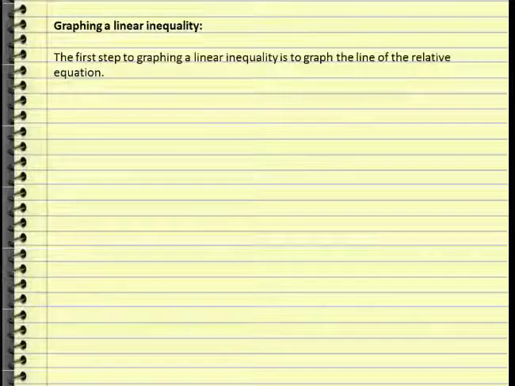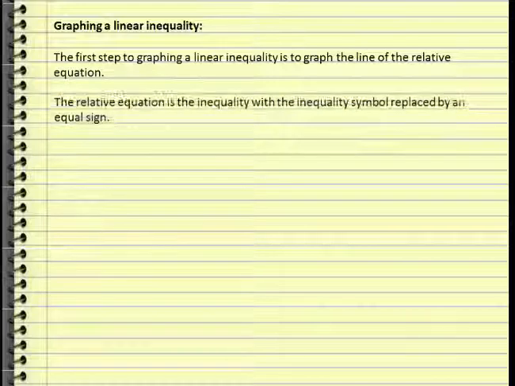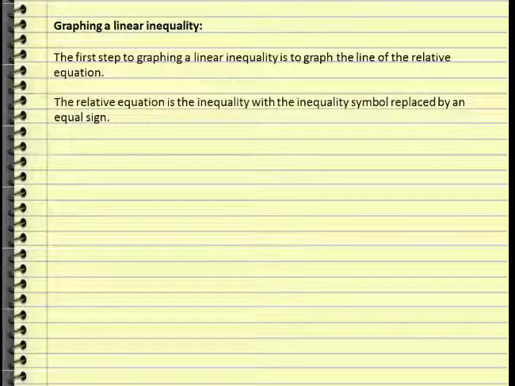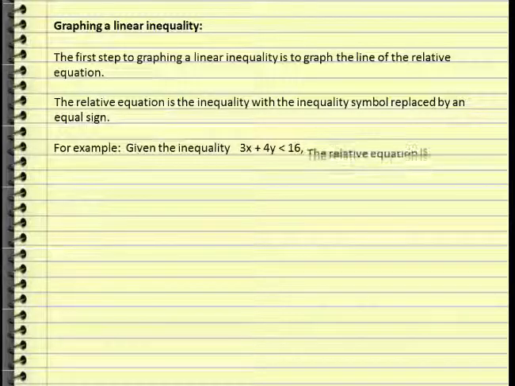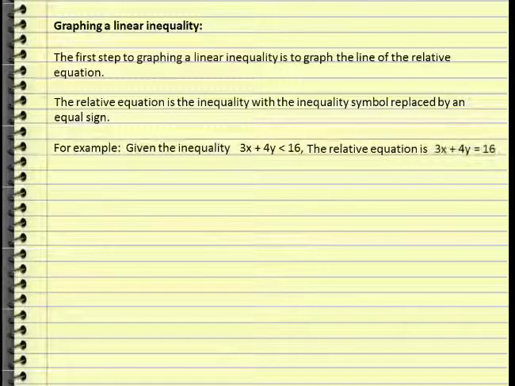Graphing a linear inequality, the first step is to graph the line of the relative equation. So if we take the inequality symbol out and we put an equal sign in, that's how we get a relative equation. So if we're given the inequality 3x plus 4y is less than 16, the relative equation is 3x plus 4y is equal to 16. This is the line where we graph. The next step is to determine the line to graph.